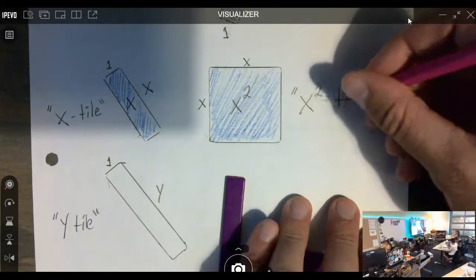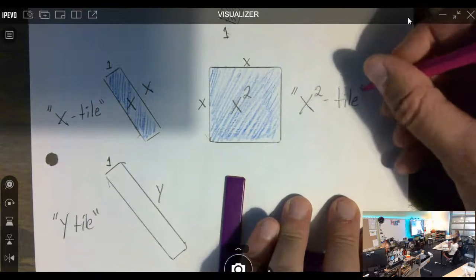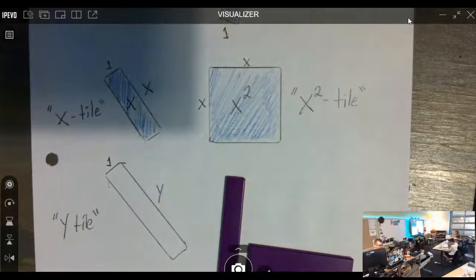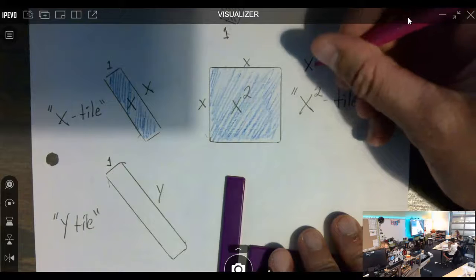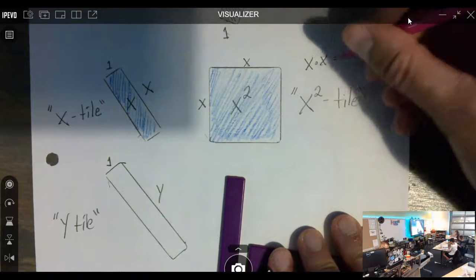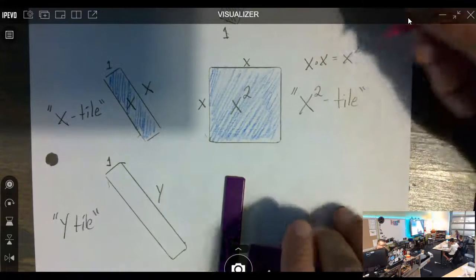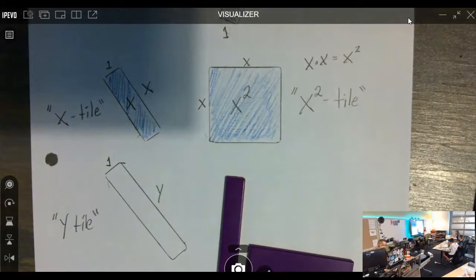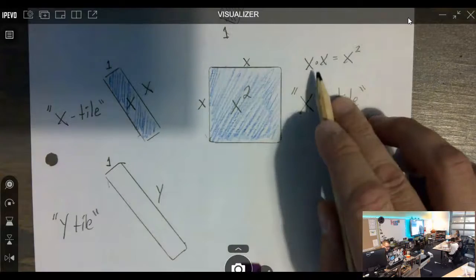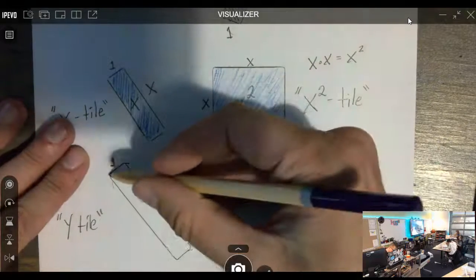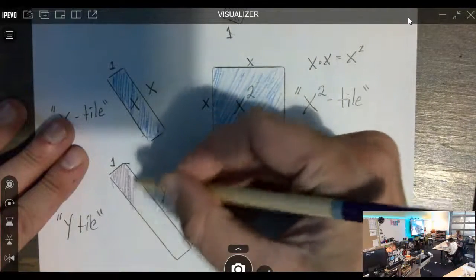Thank you. That is how we write the X squared tile, because X times X is X squared. All right, so my Y tile I'm going to shade in. So you said drawing the X symbol for multiplication? Yeah, so we stop using the X symbol for multiplication, right? Because we're using X for variables. A good reminder.